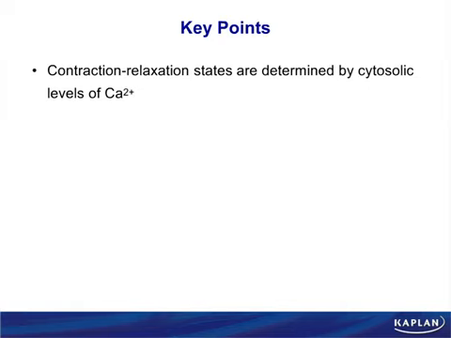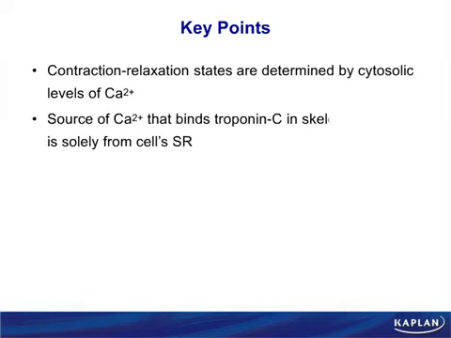Contraction and relaxation states are determined by the cytosolic levels of calcium. The source of calcium, and this is a big point in skeletal muscle, is that all calcium comes from the SR. This calcium is going to bind troponin C, and that's what moves tropomyosin out of the way, no longer blocking actin's binding site for myosin.